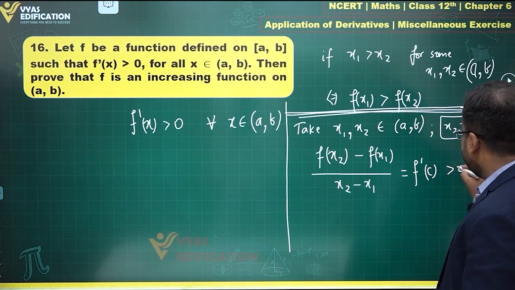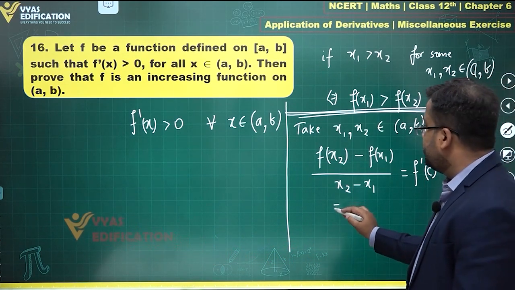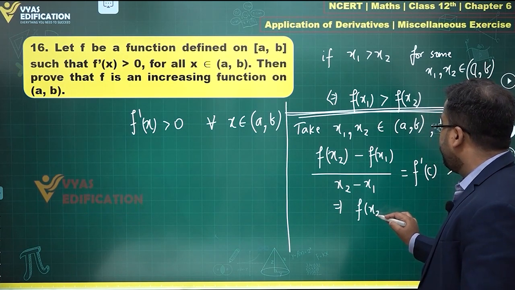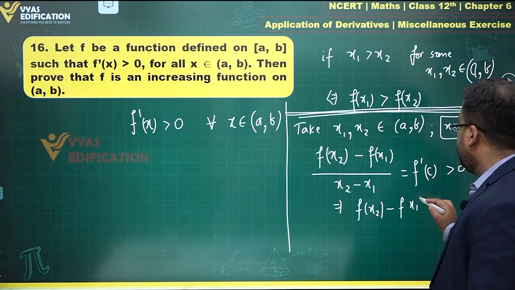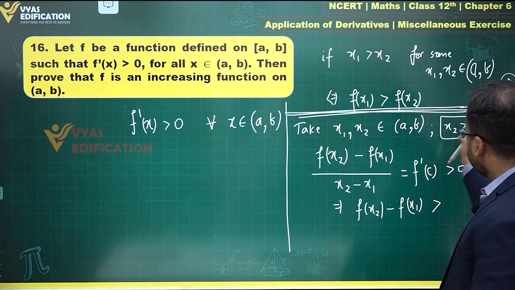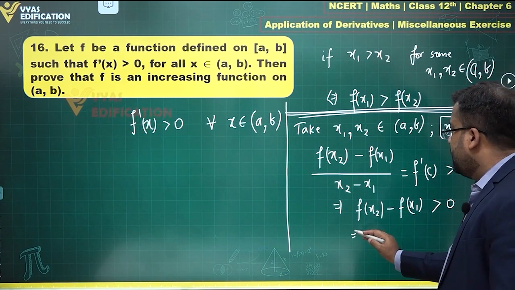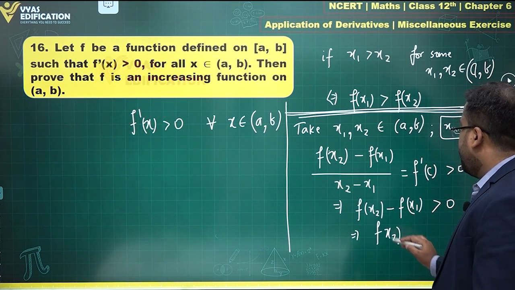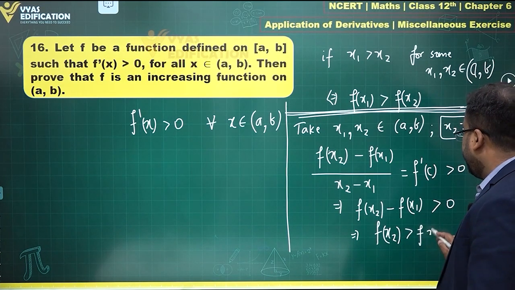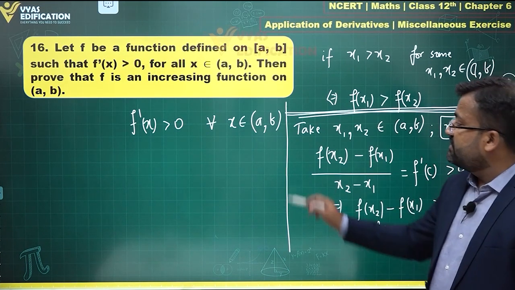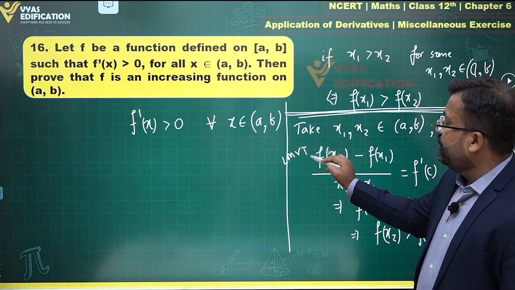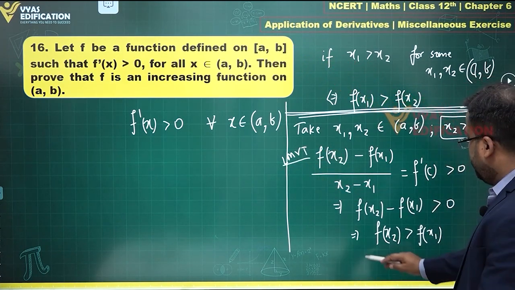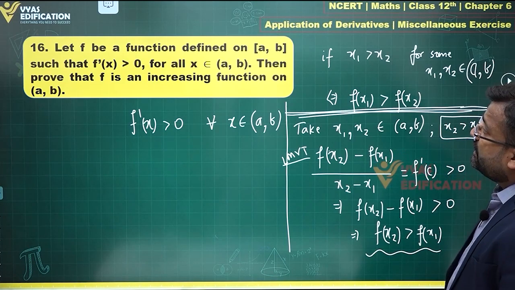And here the derivative is greater than 0. This implies that f of x2 minus f of x1 is greater than 0, since x2 minus x1 is a positive quantity. This tells me that f of x2 is greater than f of x1. Using the LMVT, this is what we have done. This is a simple approach of proving this one, and that's a complete proof.